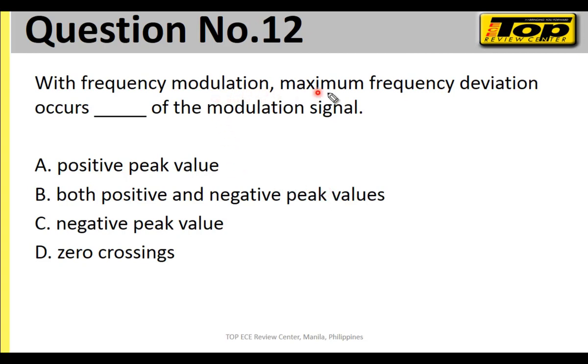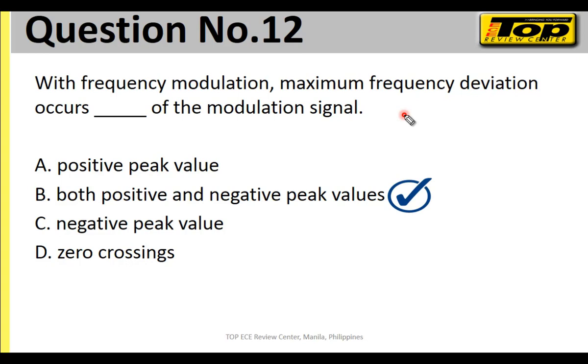With frequency modulation, maximum frequency deviation occurs blank or at the blank of the modulation signal. Actually, this should be of the modulating signal. The modulating signal is the information. So, kailan daw nangyayari yung maximum frequency deviation or that is the frequency change? Kailan daw? Nangyayari yan sa peak value. Tama? Sa positive o sa negative? That will be in both positive and negative peak values. So, for number 12, letter B.